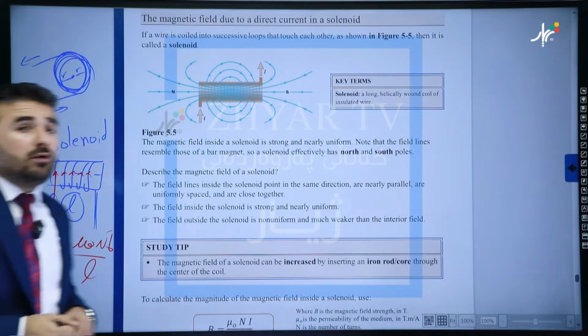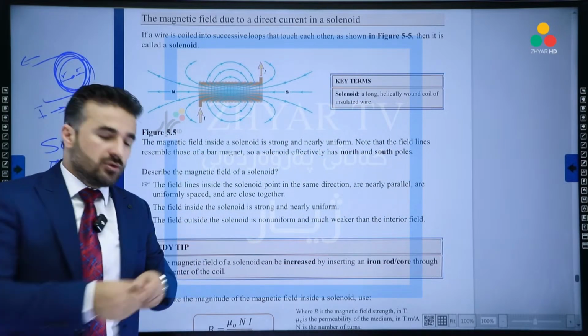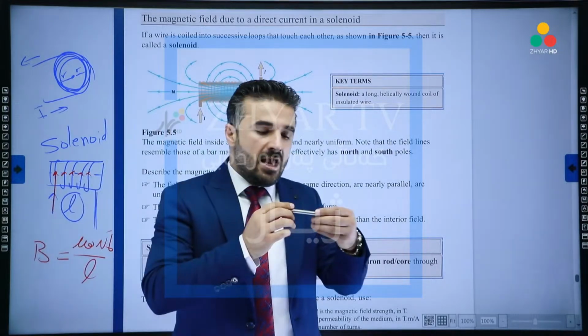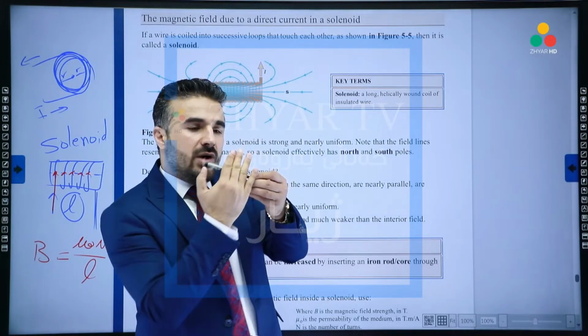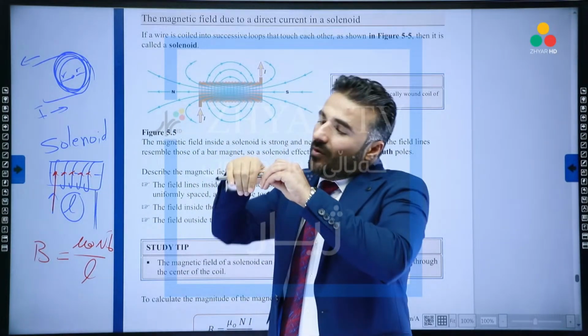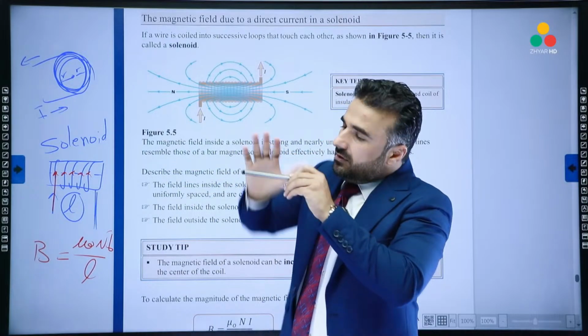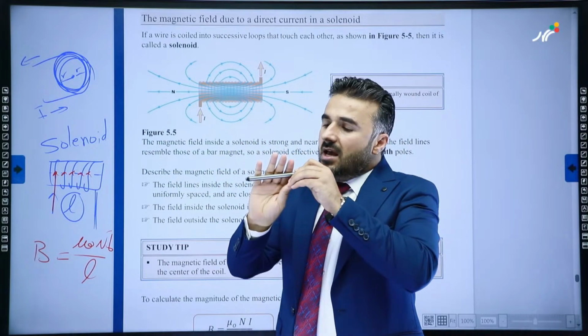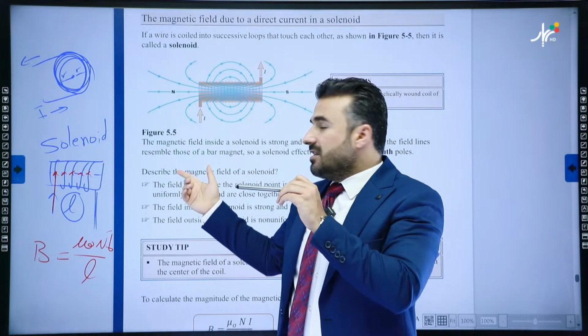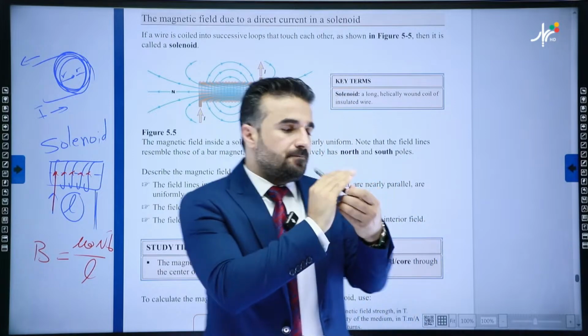By the way, guys, always use the front of the coil. What do I mean? If this is a coil here, I can align my hand this way, or I can do the other way, yes? I can, for example, align my hand like this, but look at the direction of the current. So I can do it this way.